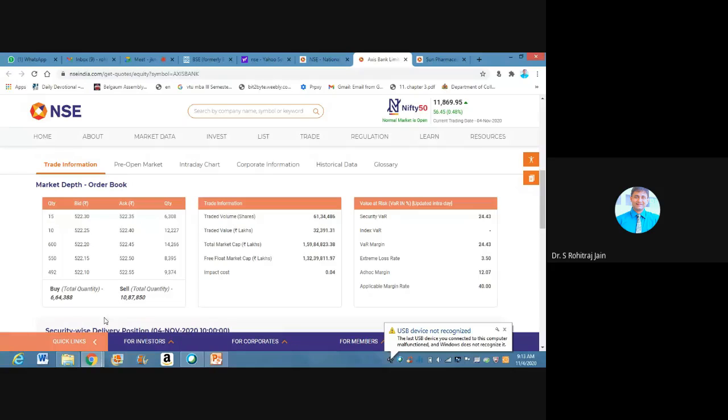This we call the order book. This is one indicator which tells me how many buyers are there and how many sellers are there. Students, you can see where my cursor is. This is the buying. These are bulls and these are bears, the selling orders.